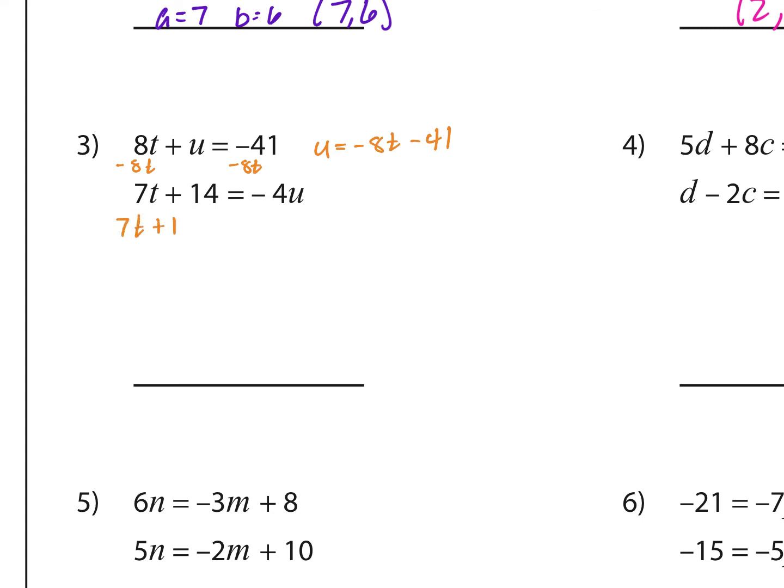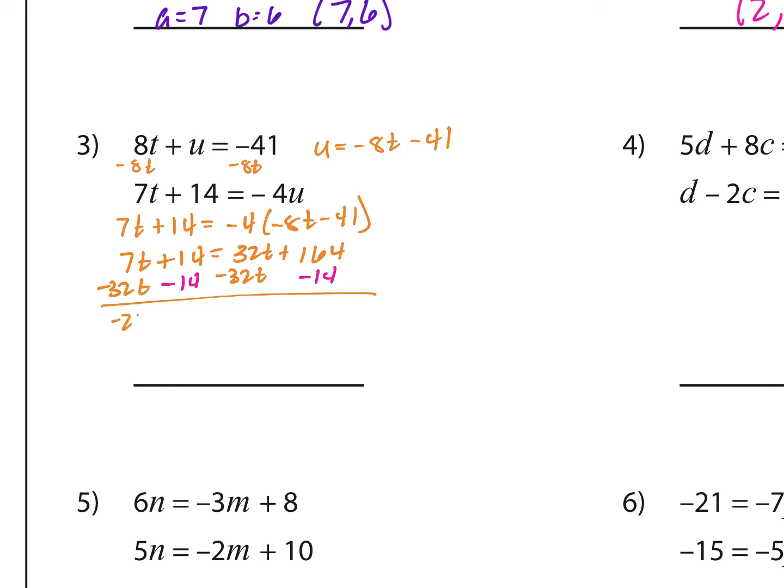Okay, substitute that in. I get 7t plus 14 equals negative 4 times negative 8t minus 41. So 7t plus 14 equals 32t plus 164. Yeah, I think that's it. Okay, now I'm going to get the t's alone and the constants alone, so I'm going to subtract 32t and subtract 14. And negative 25t equals 150. So divide by negative 25, and t is going to be equal to negative 6.